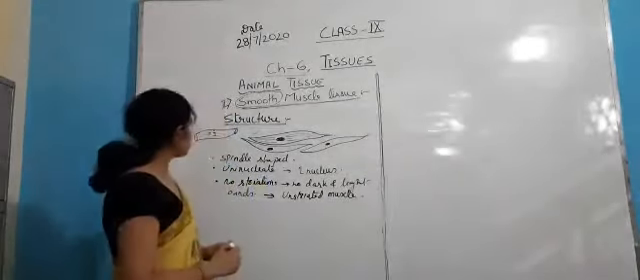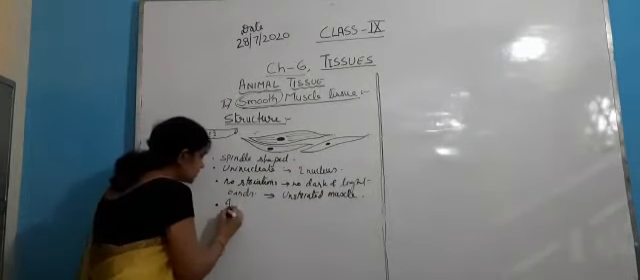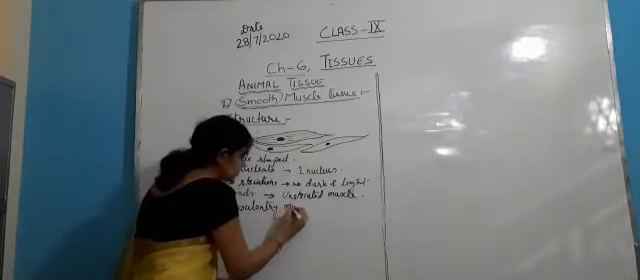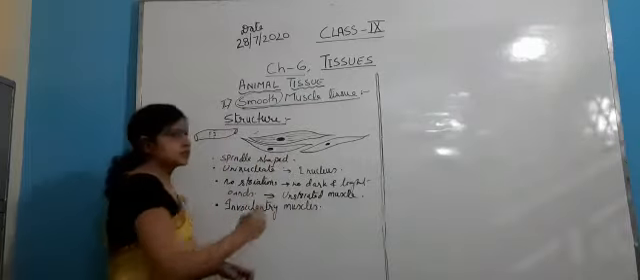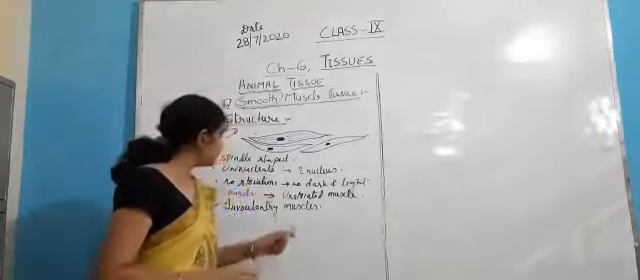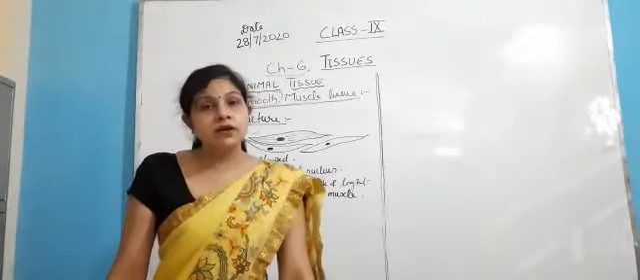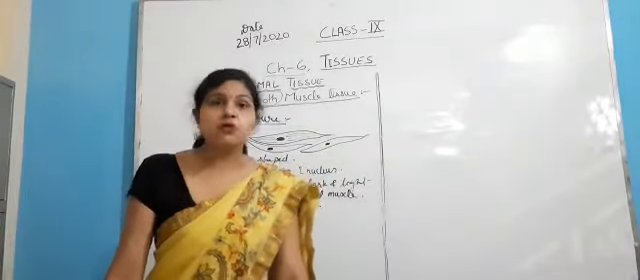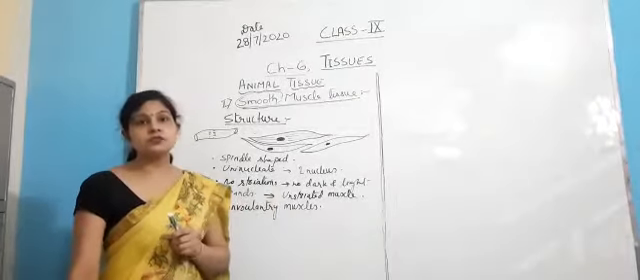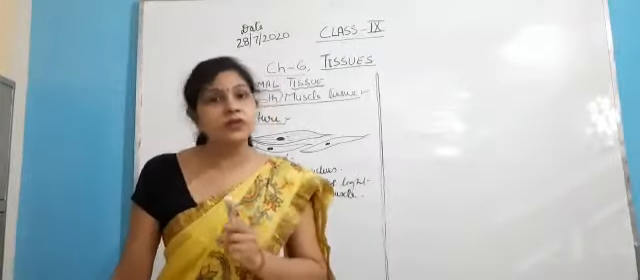Now, let us see another thing. These muscles are also called involuntary muscles. Why are they called involuntary muscles? Because these muscles do not work with our conscious will. They work according to the requirement of the body. These muscles do not work with our conscious will. These muscles work according to the requirement of the body.